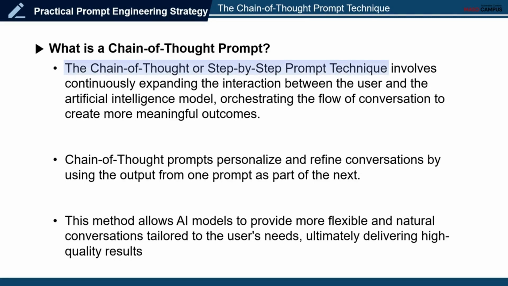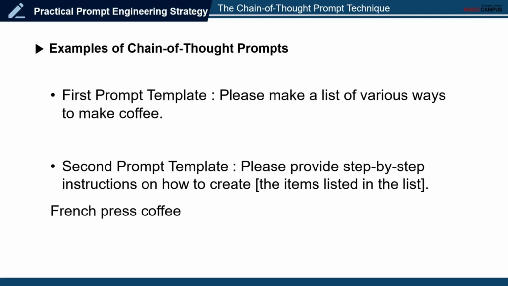The chain prompt, or step-by-step prompt technique, is a prompt engineering method that can be described as continuously expanding the interaction between the user and AI model to guide the flow of the conversation, resulting in meaningful outcomes. The chain prompt technique serves to personalize and refine the conversation by using the output of one prompt as part of the next prompt. Through this method, AI models can offer flexible and natural conversations tailored to user needs, ultimately leading to high-quality results. Now, let's delve into how this chain prompt technique is applied using an actual example.